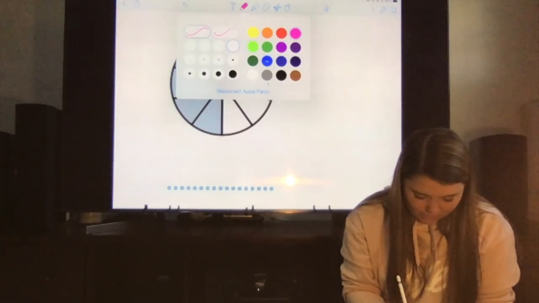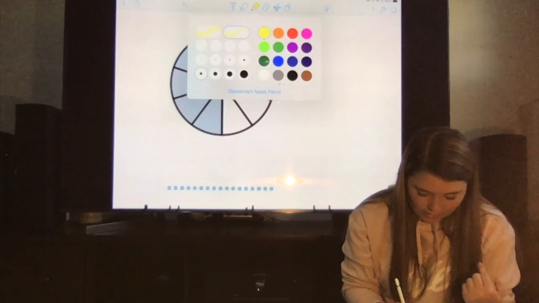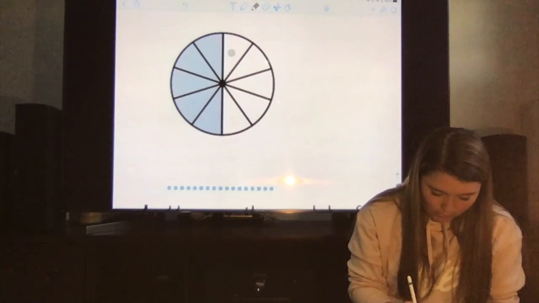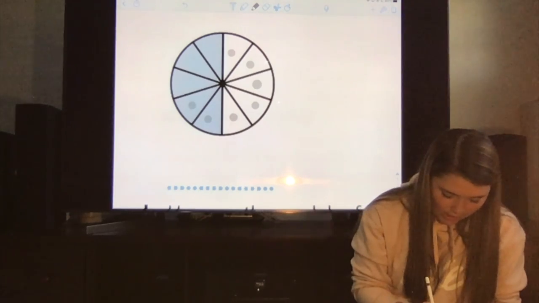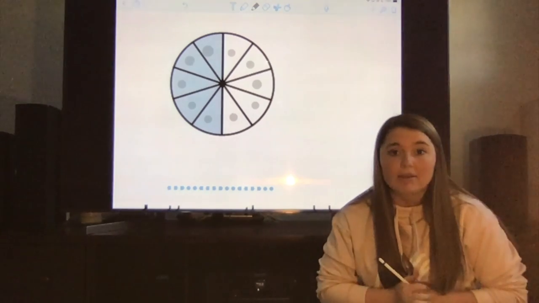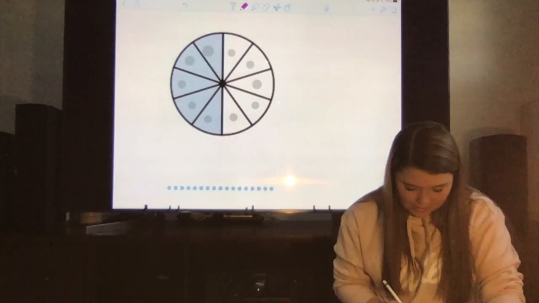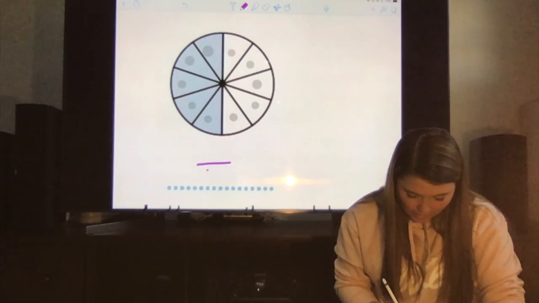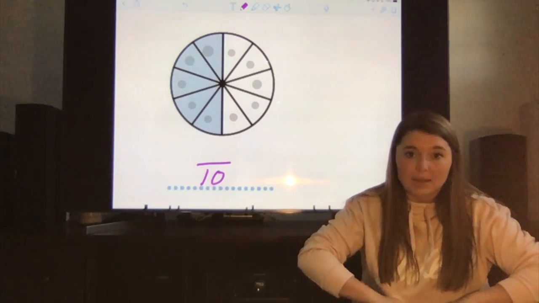Okay, so you shouldn't have to draw on yours, but for the sake of showing what I'm thinking, I'm going to show on mine. I'm counting 1, 2, 3, 4, 5, 6, 7, 8, 9, 10. I'm counting carefully, and I know that my denominator is going to be 10 because I have 10 equal parts. 10 equal parts is my denominator.